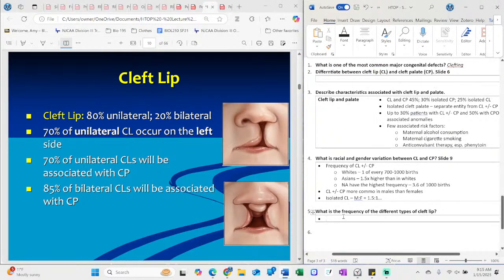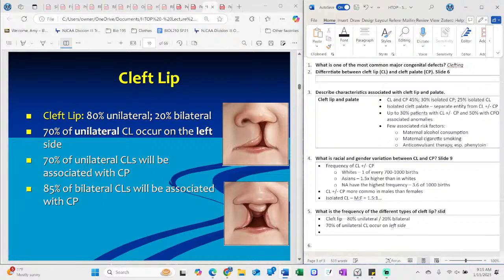Whereas 85% of the bilateral cleft lips are seen with cleft palate. So there's a higher frequency, a higher chance of cleft lip to be seen with cleft palate if a patient has bilateral clefting of the lip.